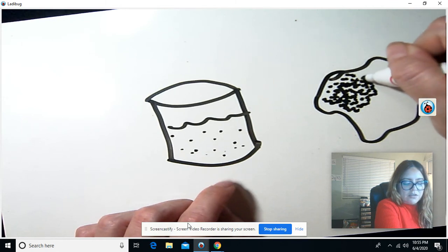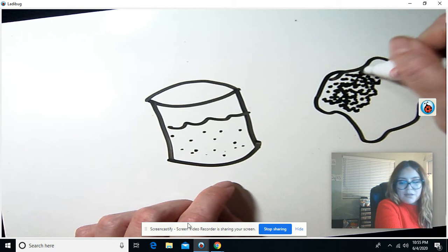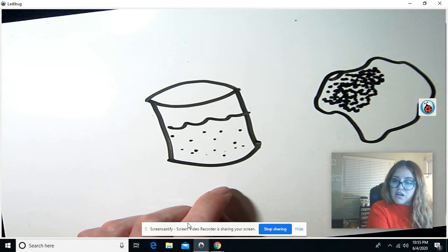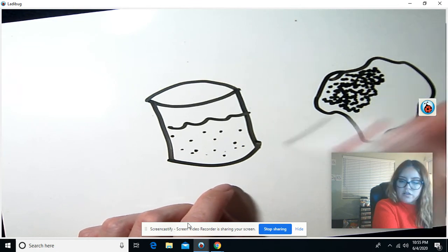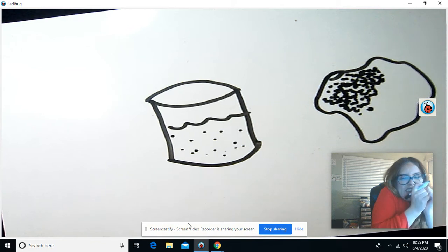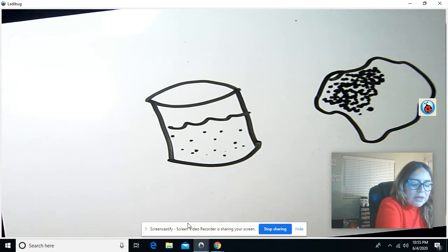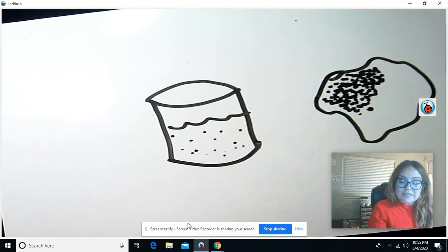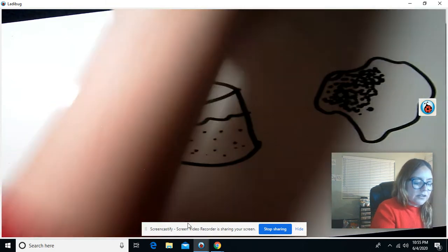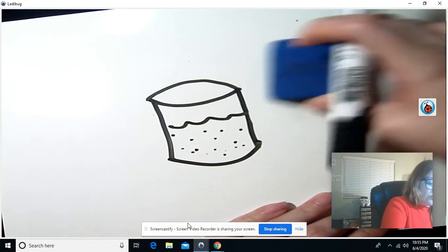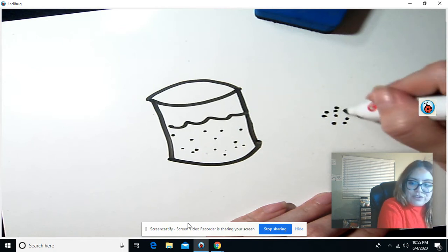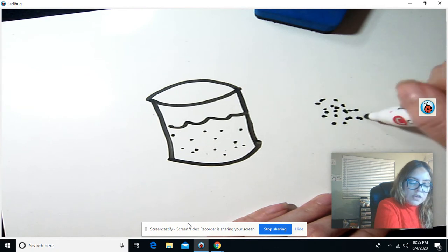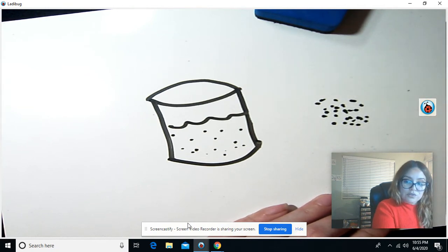And you know what happens when molecules are so close together? It makes things hard. So when molecules are close together, it makes something harder. So that's why a rock is harder than water, because the molecules are all scrunched together. There's no space. Today we're going to be testing different liquids, and we're going to see which liquid has molecules that are closer together. Okay, so we're going to test and see which one has molecules that are closer together.